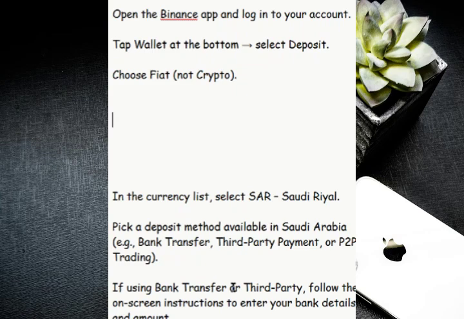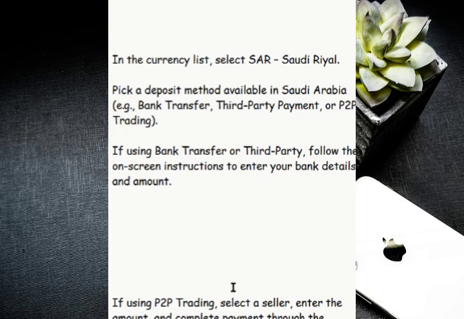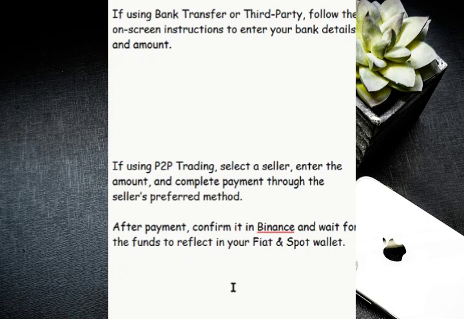available in Saudi Arabia, which is bank transfer, third party payment, or P2P trading. If you are using bank transfer or third party, follow the on-screen instructions to enter your bank details and the amount. If you're using P2P trading, select a seller, enter the amount and complete the payment through the seller's preferred method. After the payment, confirm it in Binance and wait for the funds to reflect in your fiat or spot wallet.